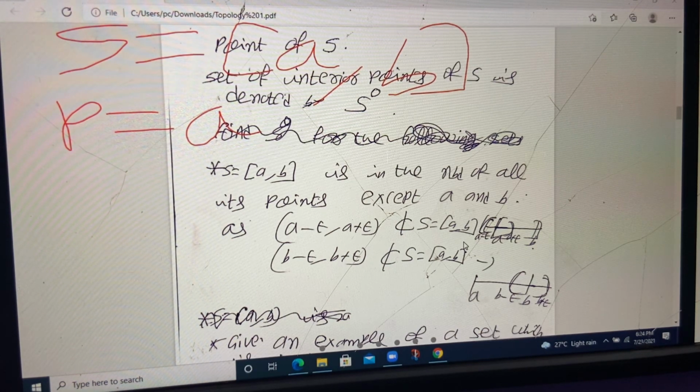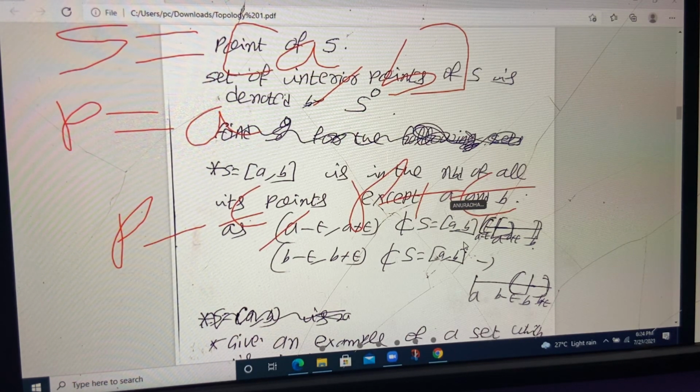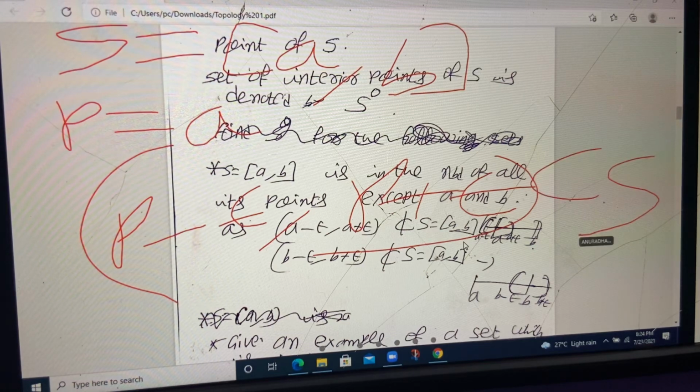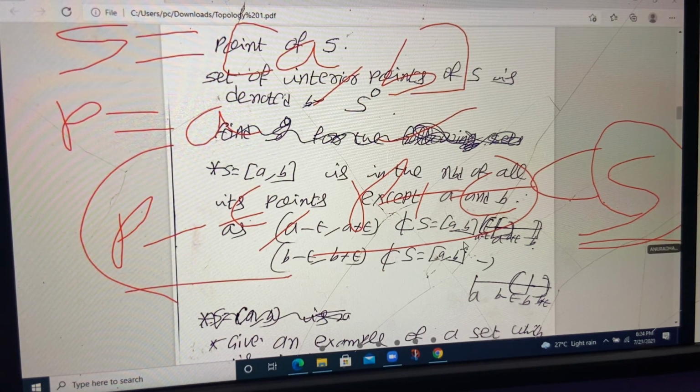If a point has a neighborhood in the set, that is also an interior point. Let's go back to the first one and remember this definition always: P minus epsilon to P plus epsilon, whenever it is contained in S, then S is in the neighborhood of P, or P is an interior point of S. Both mean the same.